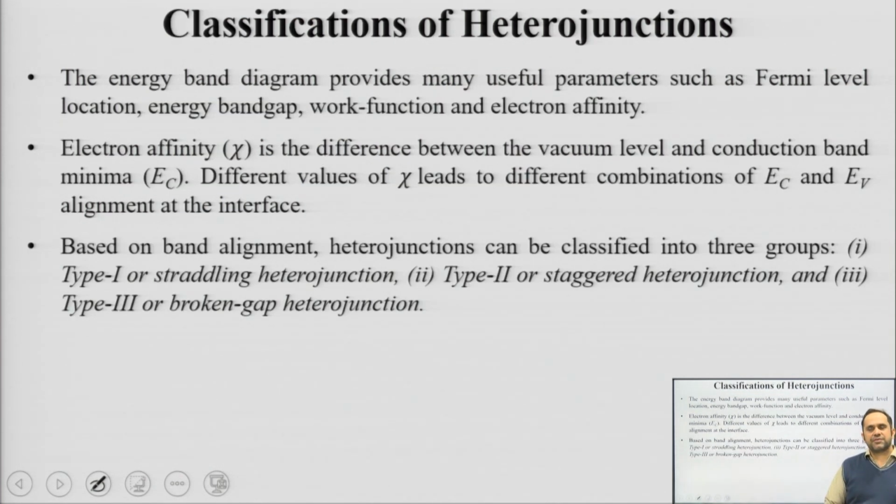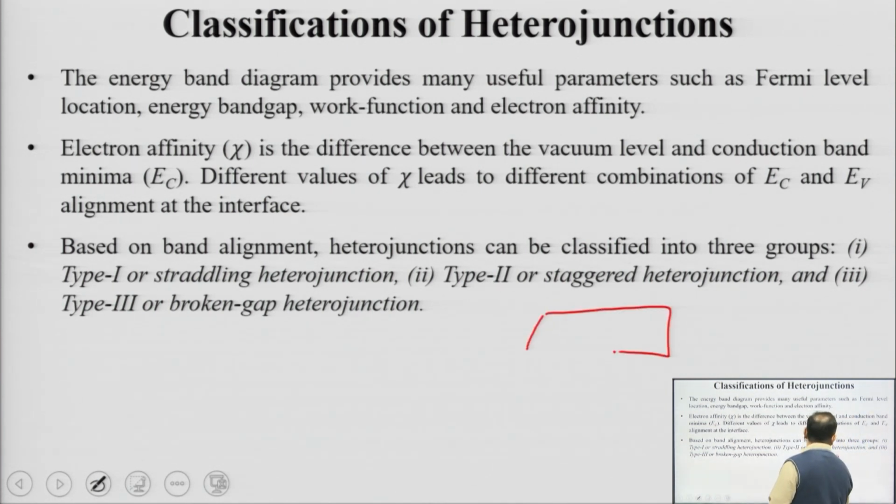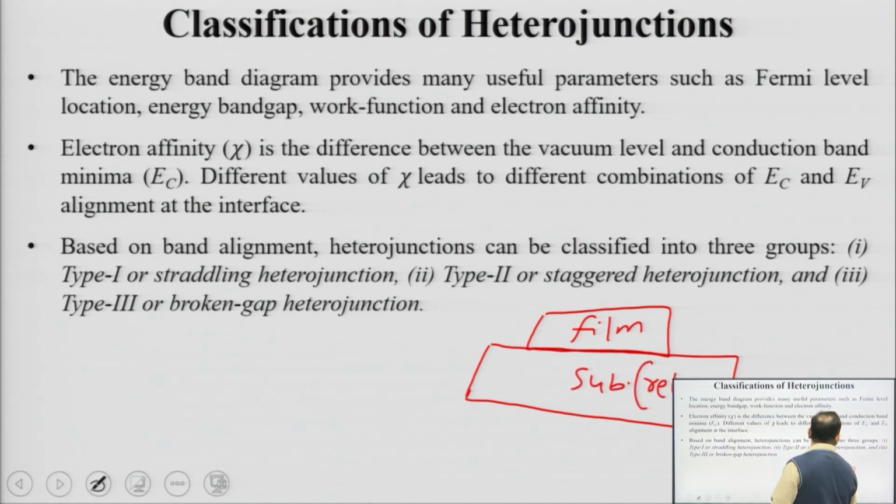Now, how do we classify these heterojunctions? The energy band diagram helps us to classify them. If I draw the heterojunction again, it looks something like this: a thin film on top of a substrate. This is a heterojunction. The substrate is relaxed, it does not have any strain, and the film is expected to be fully strained.